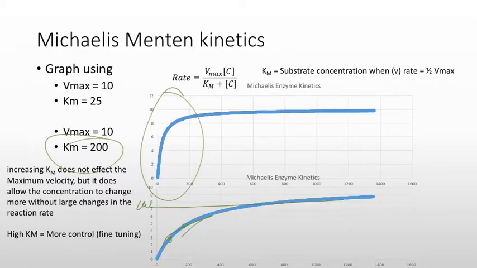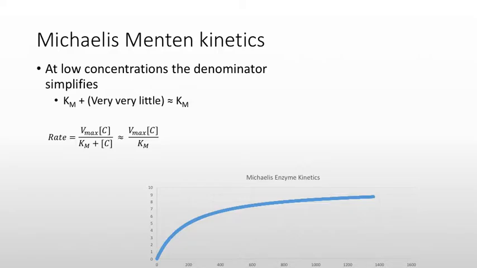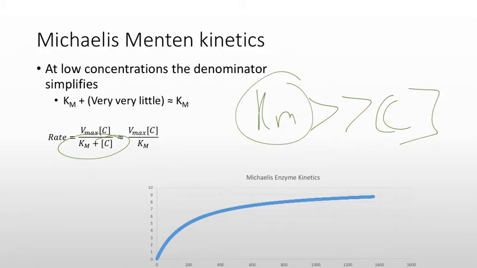I'll remind you, Km is literally telling me how easily the drug and the enzyme bind together. Do they seek each other out, or do they just kind of randomly bump into each other once in a while? Now, at very, very low substrate concentrations, my denominator will simplify. Whenever Km is much, much greater than the substrate concentration, this is like saying Km plus almost nothing. Km plus almost nothing is almost Km.